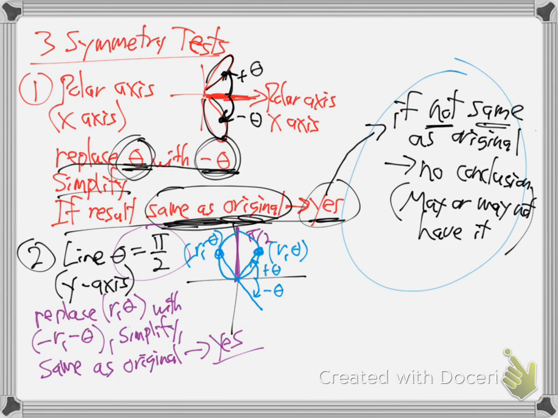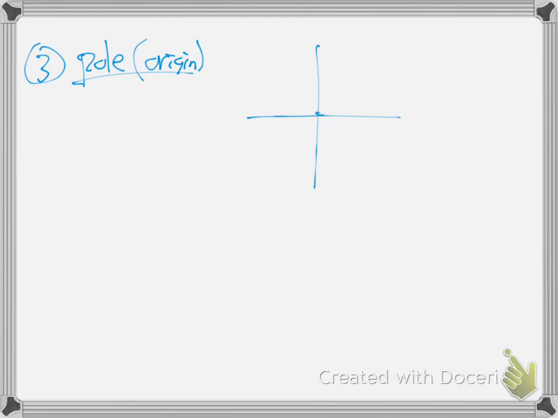Good so far? One more test of symmetry. Number 3, the third test of symmetry is pole symmetry, or in other words, origin. That's what they call the origin in the polar world. We call that origin symmetry. I don't know if you've seen these kinds of symmetries before. Symmetry to the origin. You go over these again in pre-calculus. I mean, not for polar stuff, but just for XY stuff.